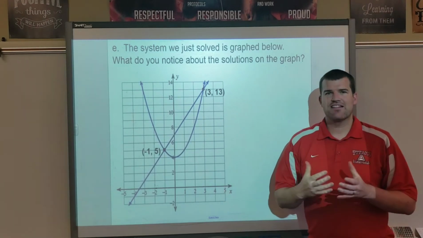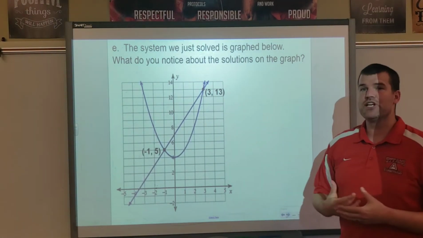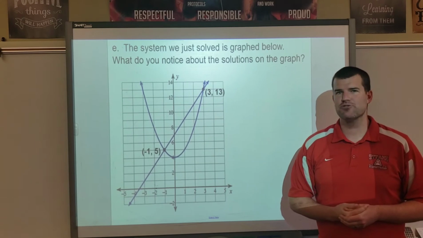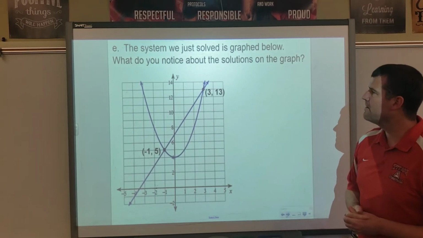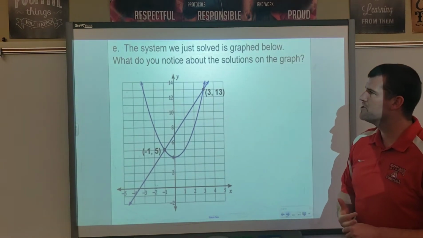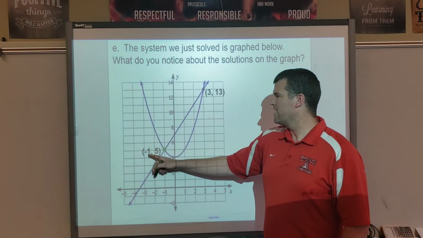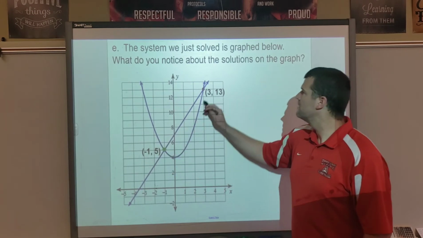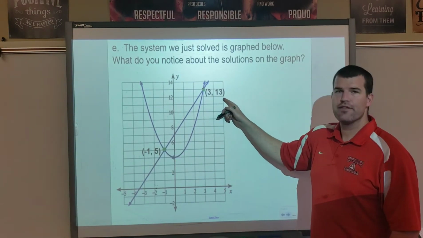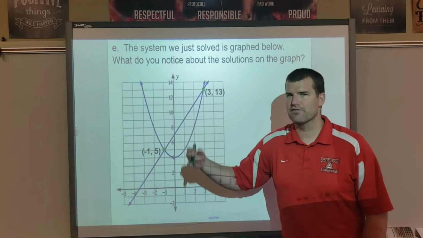If we take that exact problem and we graph it, how do we find the solutions? Well, I went ahead and did that. I graphed those exact same equations, and I found that the points of intersection were (-1, 5) and (3, 13). Do those points look familiar?